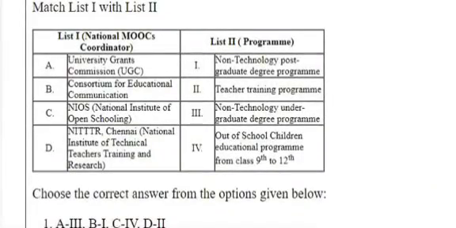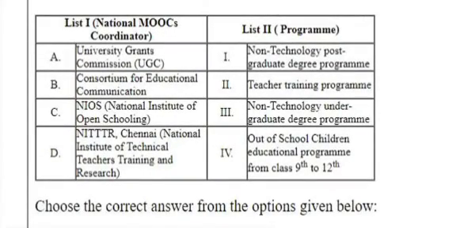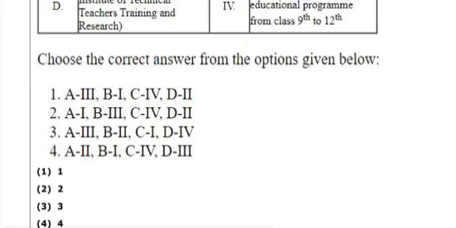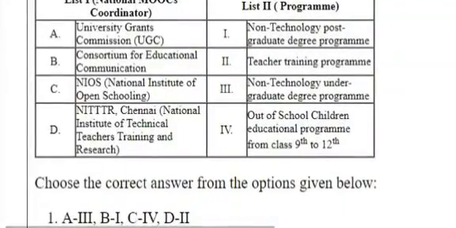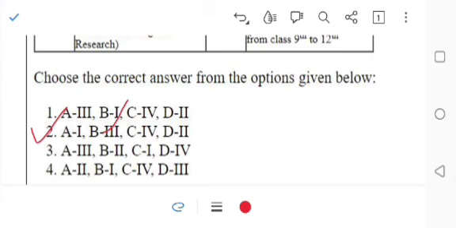Next is number 10, match list 1 with list 2. In list 1 we have national MOOC coordinators. In list 2 we have programs. ABCD are given: University Grants Commission UGC, Consortium for Educational Communication, NIOS National Institute of Open Schooling, NITTTR Chennai National Institute of Technical Teachers Training and Research. Now in list 2 we have programs. Number 1 says non-technology postgraduate degree program, 2 teacher training program, 3 non-technology undergraduate degree program, 4 out of school children educational program from class 9 to 12. So these are the options. Choose the correct answer from the given options. So the correct option of this question will be number B, that means A-3, B-1, C-4, D-2.